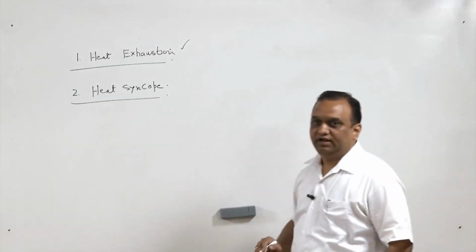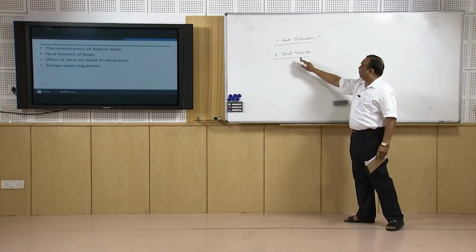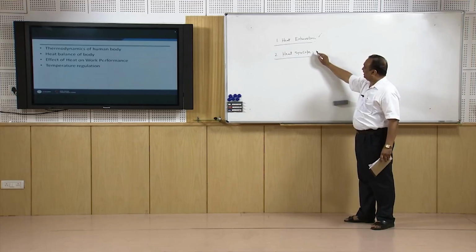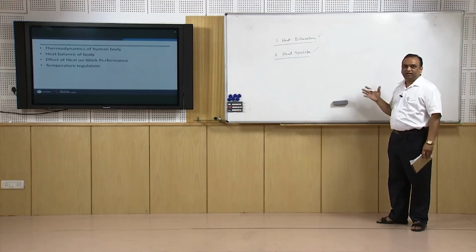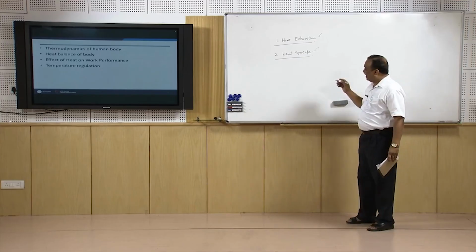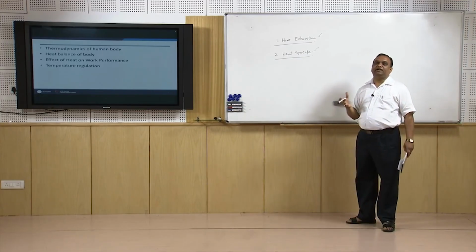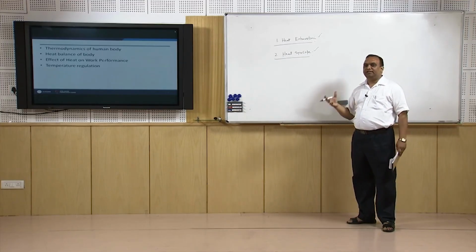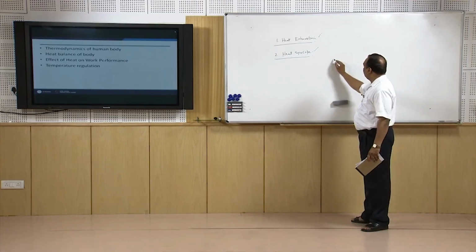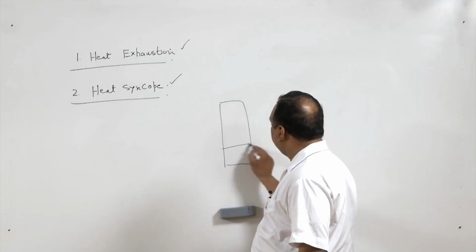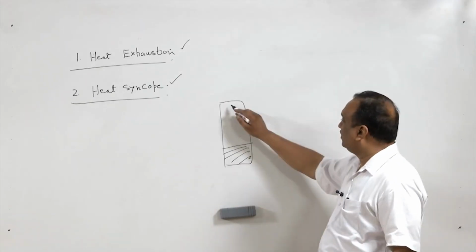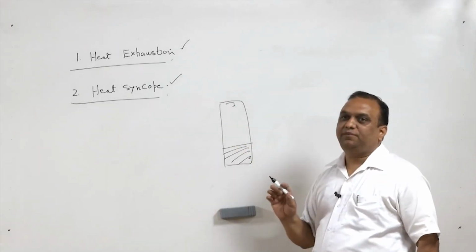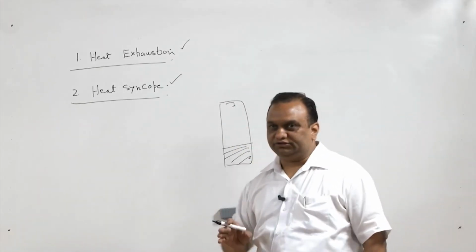Now, in heat syncope, what happens due to high temperature above 40 degrees centigrade is that the arteries and the veins get dilated. When the veins and arteries get dilated, the blood is pooled in the lower half of the body and proper blood circulation is not there for the brain, and the patient becomes immediately unconscious.